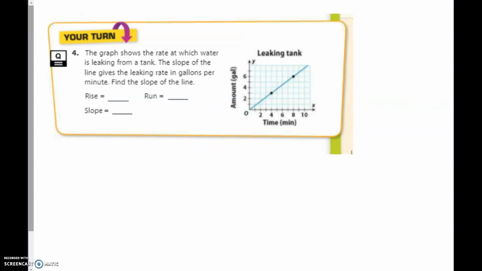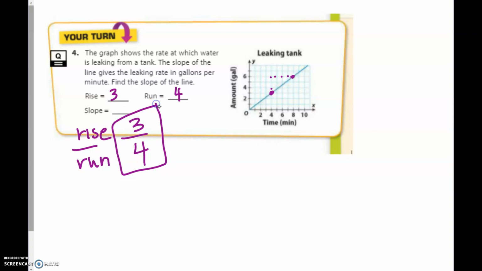All right, let's try another one here. So they're asking us to find the rise. So we have a dot here and a dot here. So how many are we going up to be even to that dot? 1, 2, 3. It looks like we're rising 3. And how many are we going over? 1, 2, 3, 4. So your slope, remember, is the ratio of rise over run. So this should be 3 over 4. Your slope will always be written as a ratio or a fraction. It is not an ordered pair, it's rise over run.